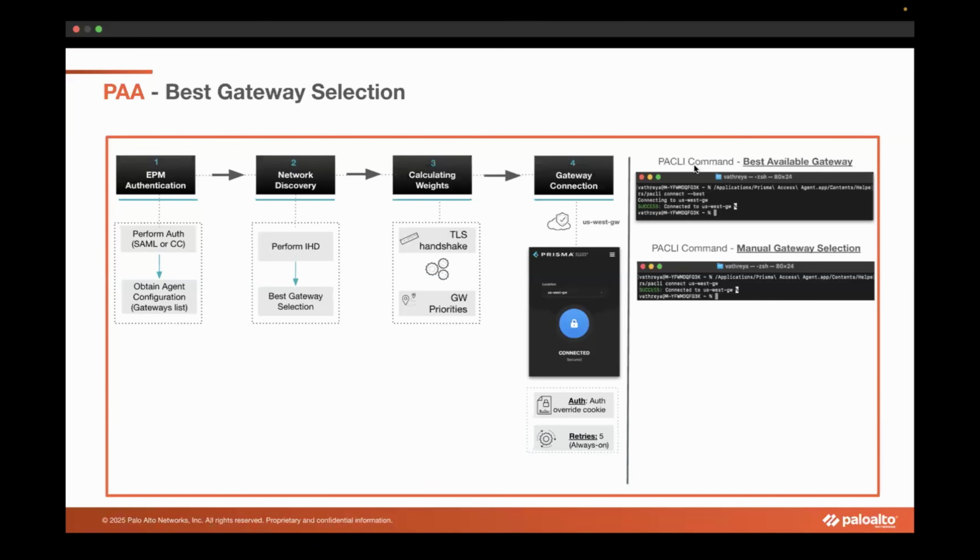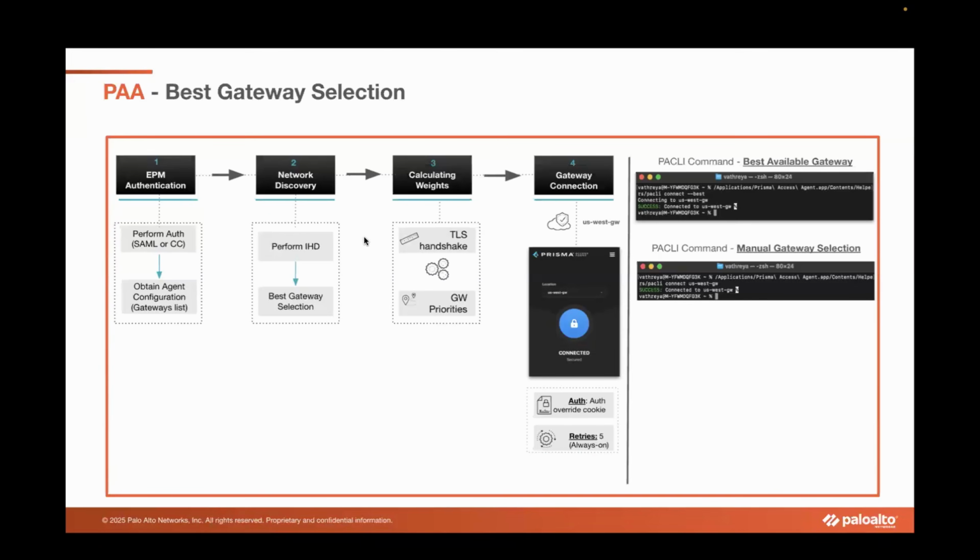Okay, so the agent also comes with some CLI debug commands. Here there is just a demonstration of using the Prisma Access CLI, or the PA CLI commands, to connect to the best gateway and then connect to one of those gateways as a selective method or a manual selection method. But again, this is how the best gateway selection happens.